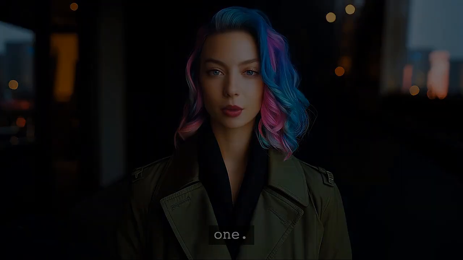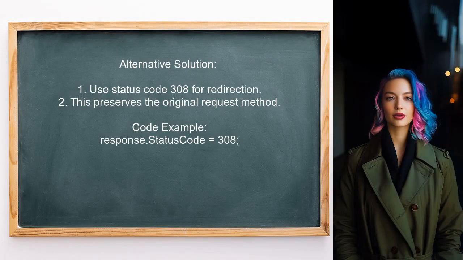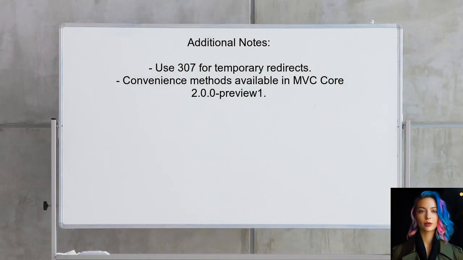Let's take a look at another one. An alternative solution suggests using a 308 status code instead of a 301 for redirection. This change ensures that the browser preserves the original request method, which is essential when redirecting from a GET to a POST request. The user also notes that a 307 status code can be used for temporary redirects and mentions that convenience methods for these redirects are available in MVC Core 2.0.0 Preview 1.